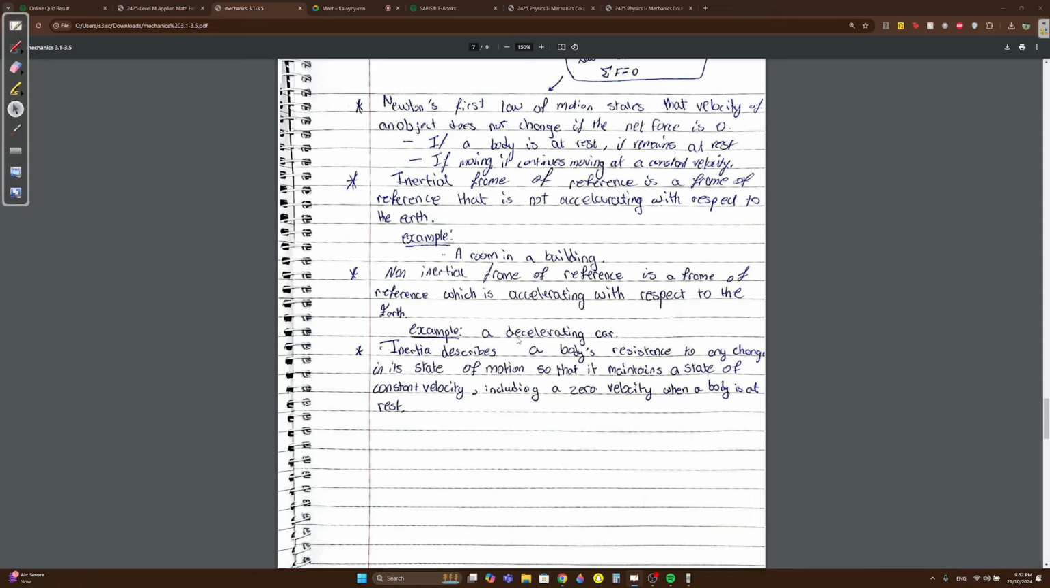Inertia describes a body's resistance to any change in its state of motion so that it maintains a state of constant velocity, including a zero velocity when a body is at rest. Inertia basically means resistance to change in state of motion. So if at rest, it stays at rest. If it's moving, it stays moving at that constant velocity. Okay, easy.